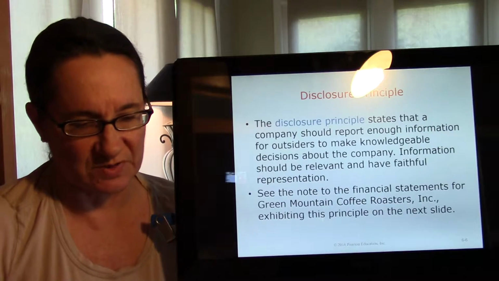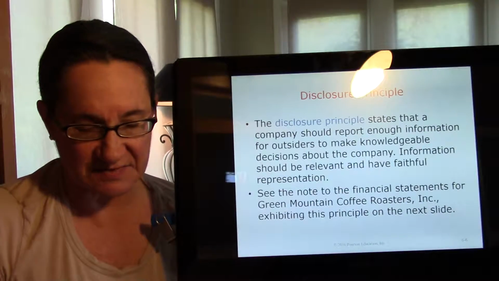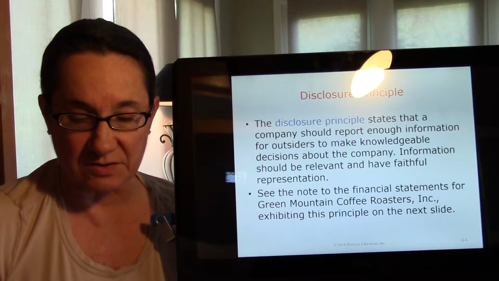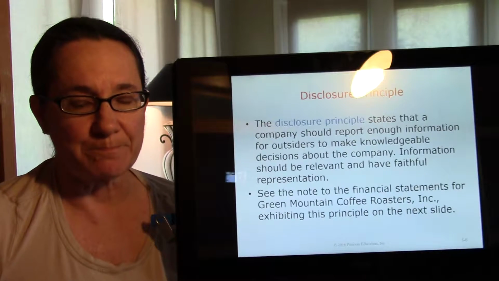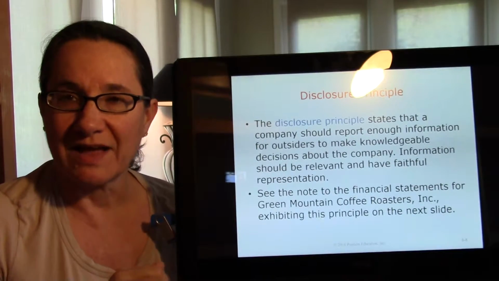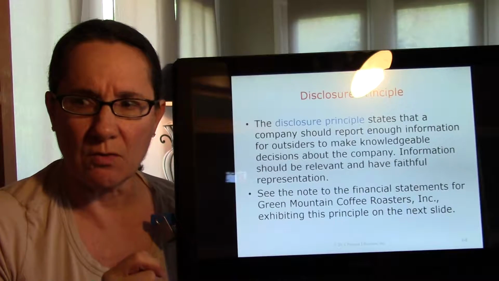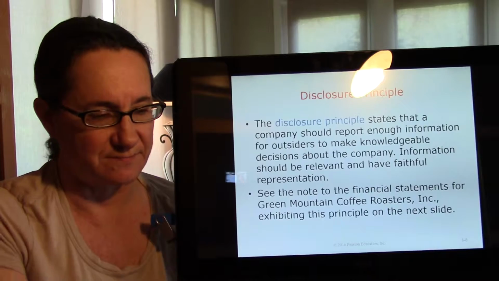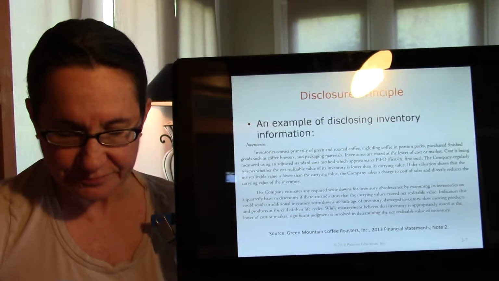Next, disclosure principle. The disclosure principle states that a business's financial statements must report enough information for outsiders to make knowledgeable decisions about the company. So we can't hide things by just not disclosing them. If it's important to outsiders, if they need to know about this to make a good decision, you can't just not disclose it. So let's give an example of some disclosures on this next slide.